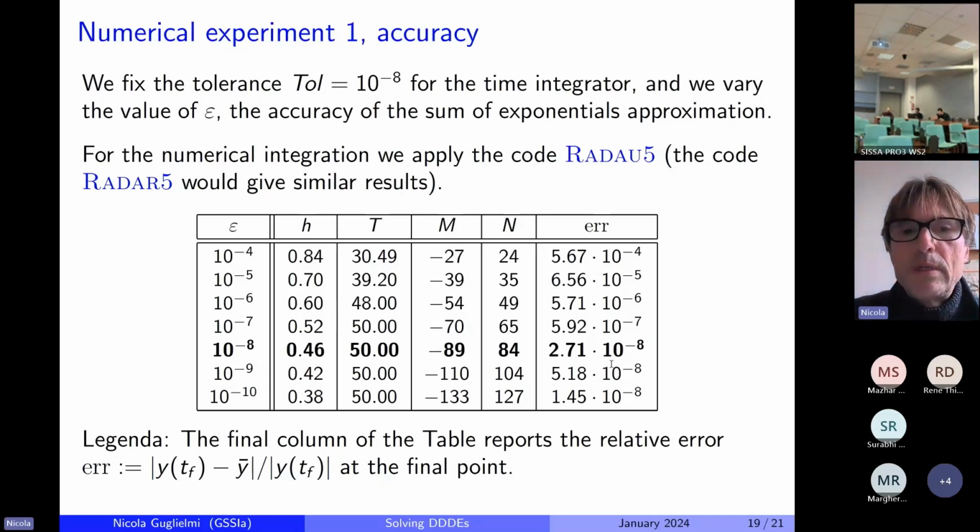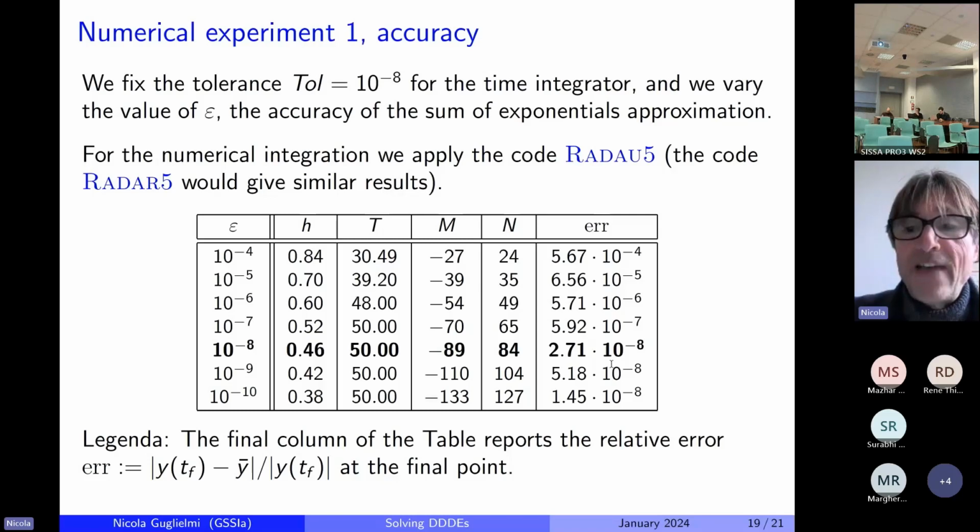And so we want to see what happens when we vary epsilon. Clearly, this is the tolerance in the integrator. The numerical integrator tries to keep the local error below the tolerance, below 10 to the minus 8, at every step. So what do we expect? If epsilon is bigger than 10 to the minus 8, then the integral of t to the minus alpha is badly approximated. So we expect that the error in the final solution is due to the fact that we don't approximate the integral term sufficiently well, and this is what appears in the last columns.